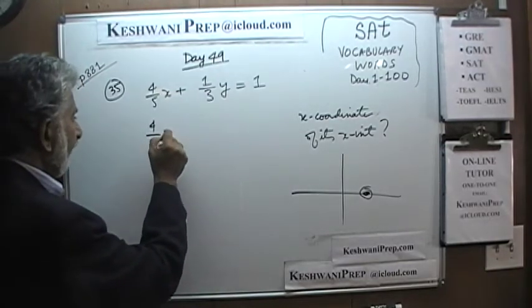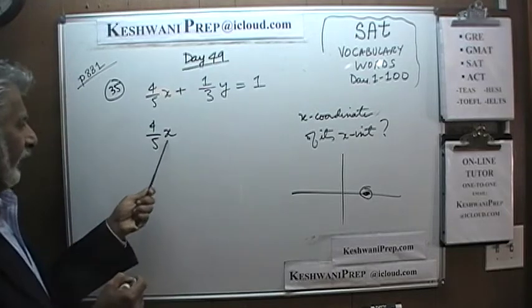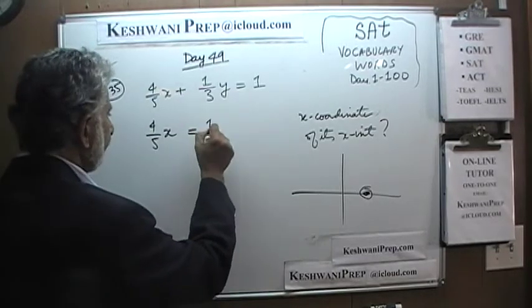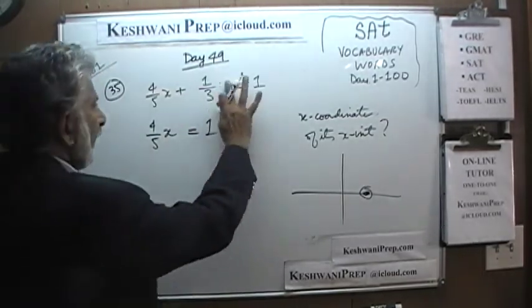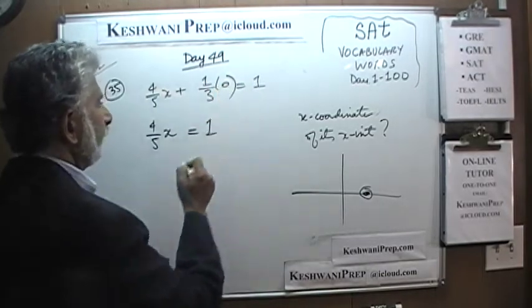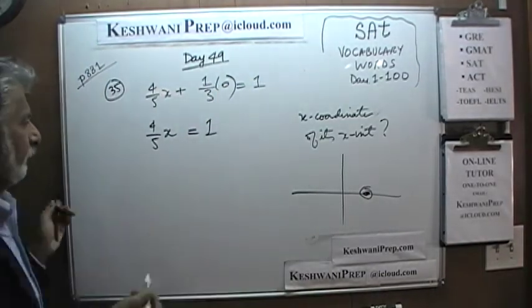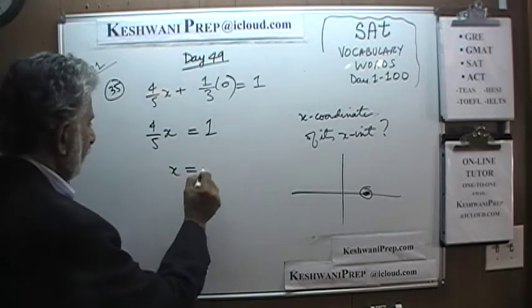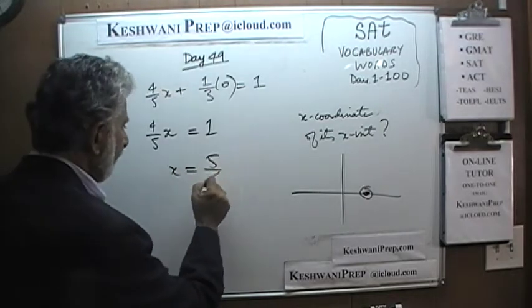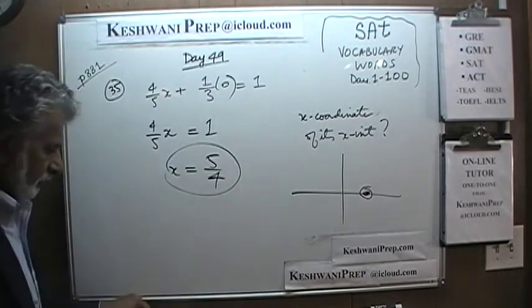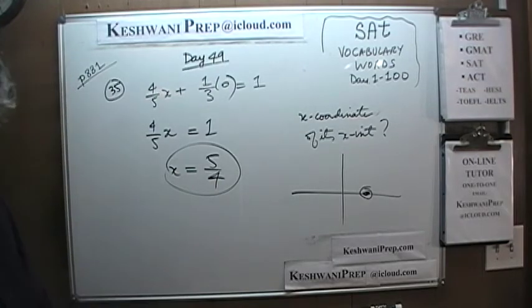So what we end up with is 4/5 x equals 1. This guy drops out because y is equal to 0 at the x-intercept. That's it. Therefore, x is equal to the reciprocal of that, 5/4. There is absolutely nothing to it.